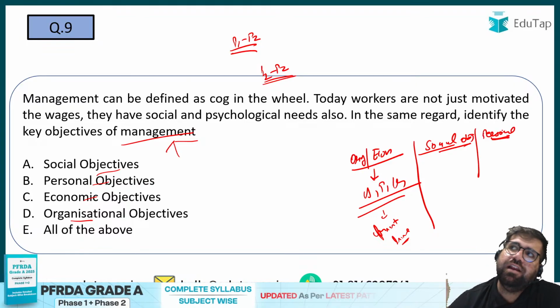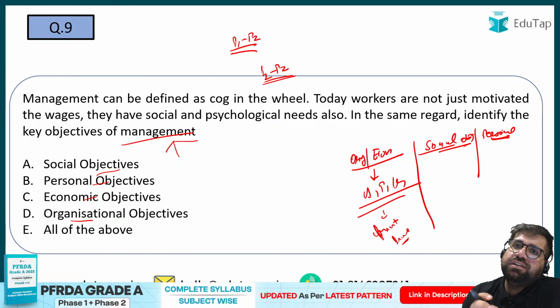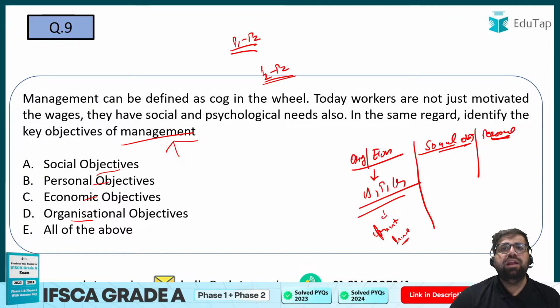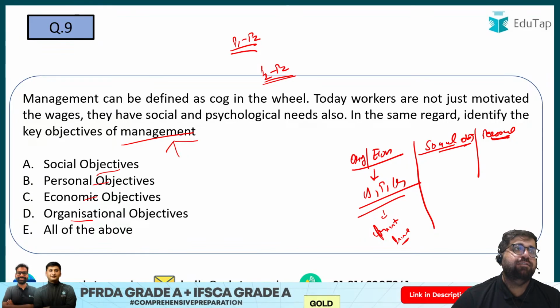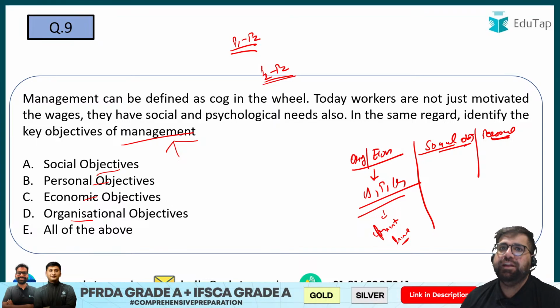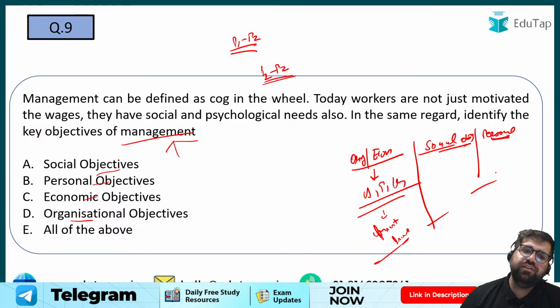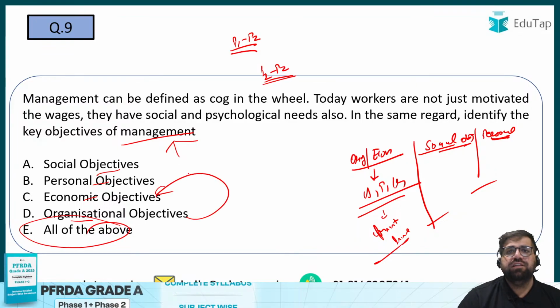Personal objectives are like personal ambitions of everybody. Like today, a manager who is working in my company might have his own personal goal to reach the target of, let's say, 1 crore salary by the age of 40. Right? So these are different objectives. Therefore, the correct answer over here will be option number E, because organizational and economic are the same one.